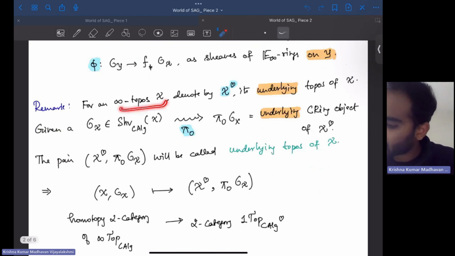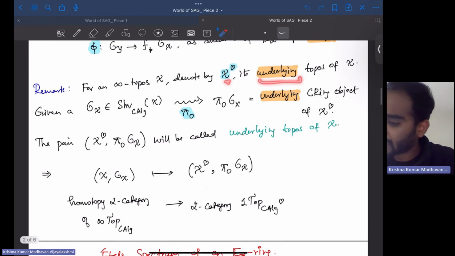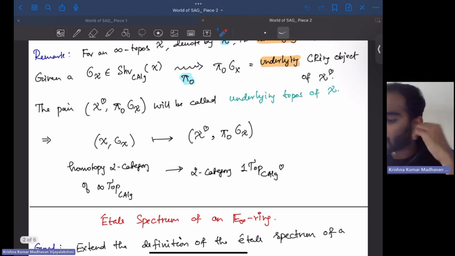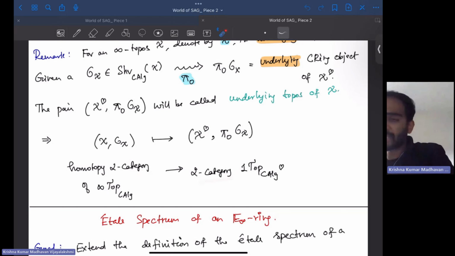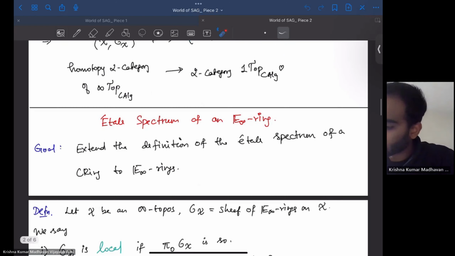For any infinity topos X, we still denote the underlying topos by this notation, and then one can talk about homotopy groups in this setting. The homotopy 2-category of this one can be sent to a 2-category of this by just taking the heart of this. So we just take the underlying object, and it goes back to the 2-category from the infinity category.